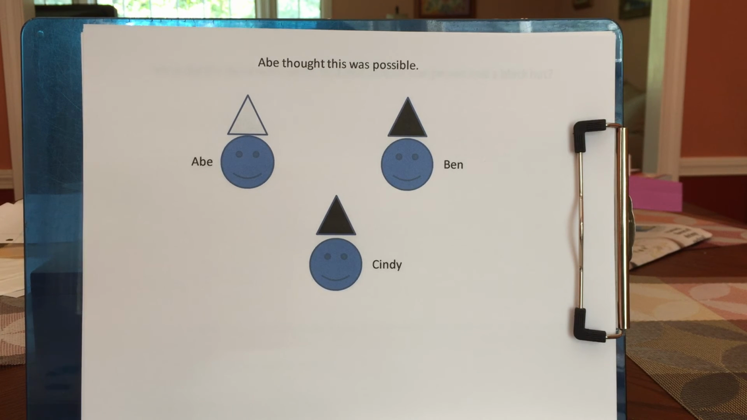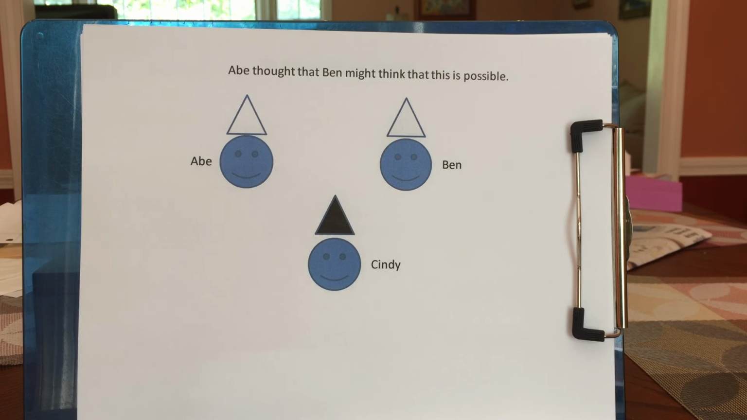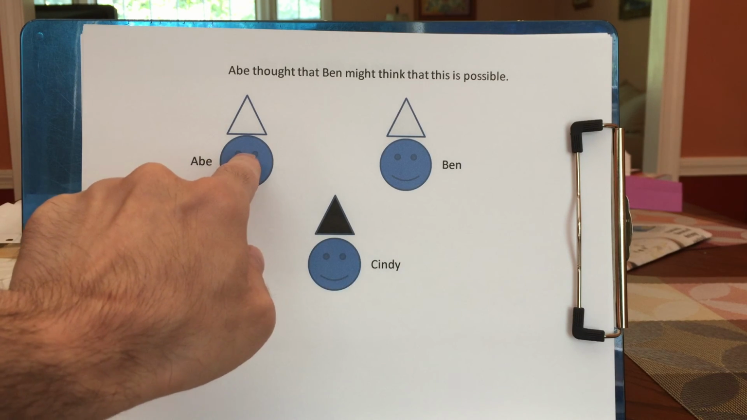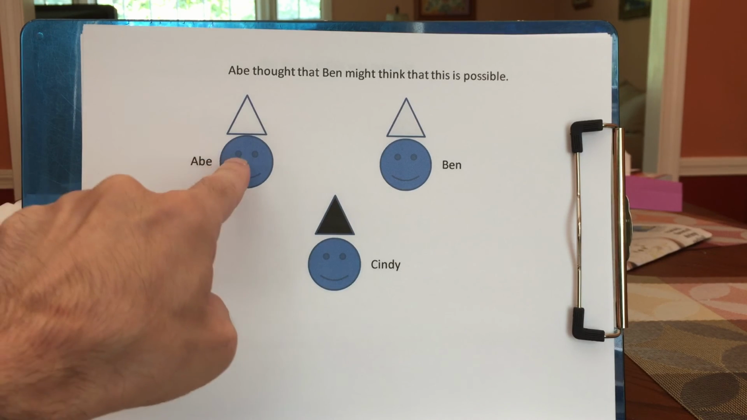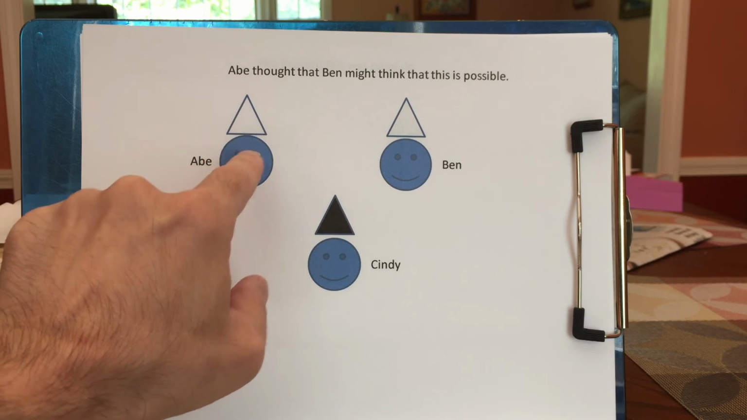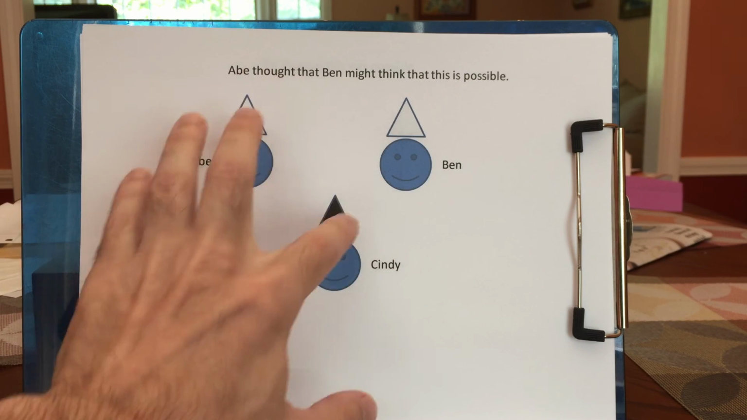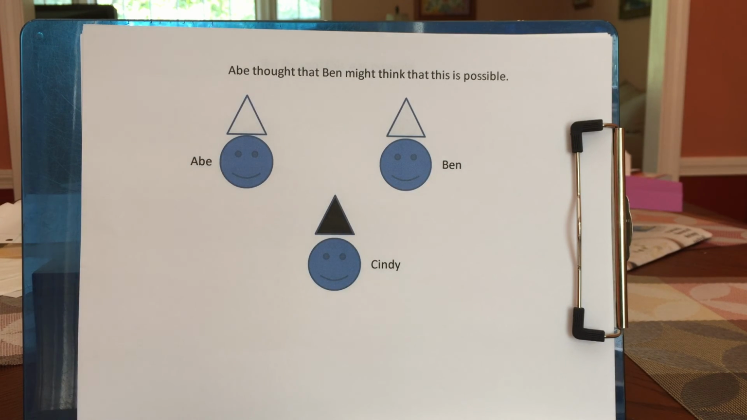Now, Abe would say, maybe Ben thinks this is possible, right? Abe's going to say, well, it's possible that I have a white hat on, and if I have a white hat on, Ben will think to himself that this is possible. Now, Ben doesn't actually think this is possible because Ben sees that Abe is wearing a black hat, but Abe doesn't know that. So Abe thinks that Ben might think that this is possible, because if Abe is wearing a white hat, and Abe thinks he might be, then Ben will say to himself, well, this could be possible. So Abe will think that Ben might think that this is possible.